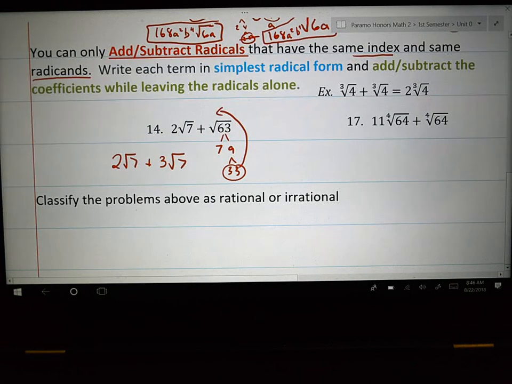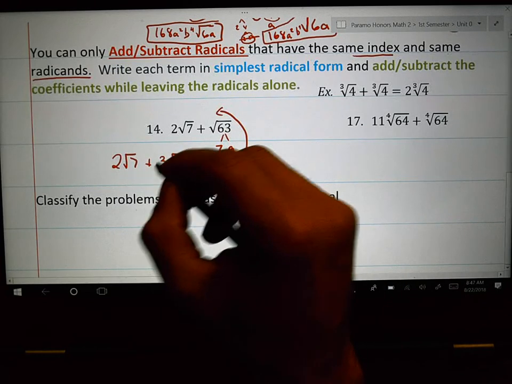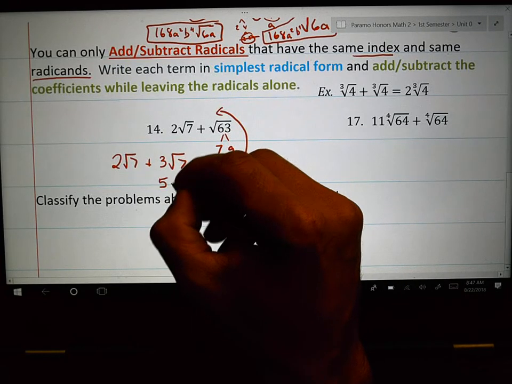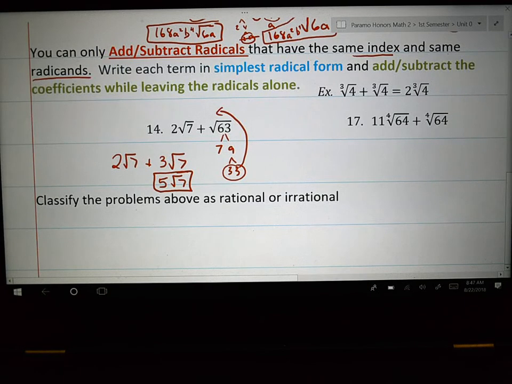What is 2 root 7 plus 3 root 7? It's the same thing as 2 boxes plus 3 boxes. It would be 5 boxes. The radicands do not change. You're adding them together. This is 5 root 7. Does it make sense? And number 17.